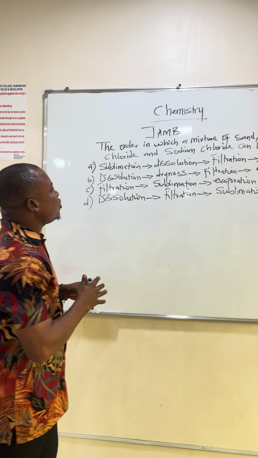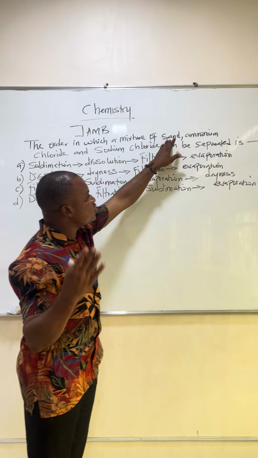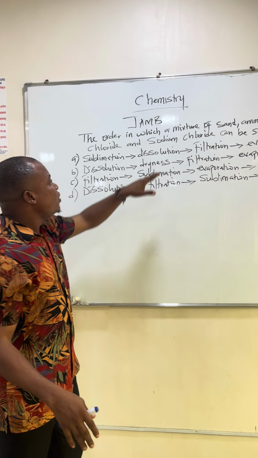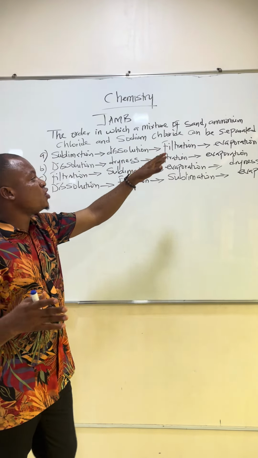Now, first of all, let's talk about the substances. Sand here is a solid. Ammonium chloride is also a solid. An example similar to ammonium chloride is camphor. Sodium chloride is a salt, which is also a solid.